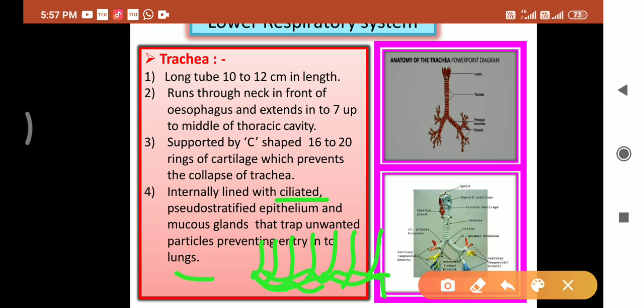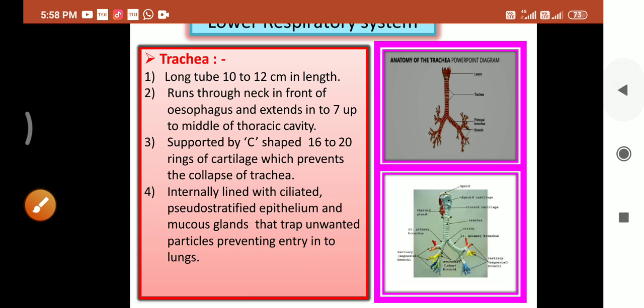Why is it important? Because it has the gland. Okay, you know about the specialized cells having the secretion. Okay, so what is this secretion? That secretion is the mucus. Okay, so here the gland is present that can secrete some chemical, and what is the name of that chemical? That is the mucus. Okay, so this mucus is important, and what is the function of this mucus? It traps unwanted particles to prevent entry into your lungs. Okay, so I hope this is clear to you.